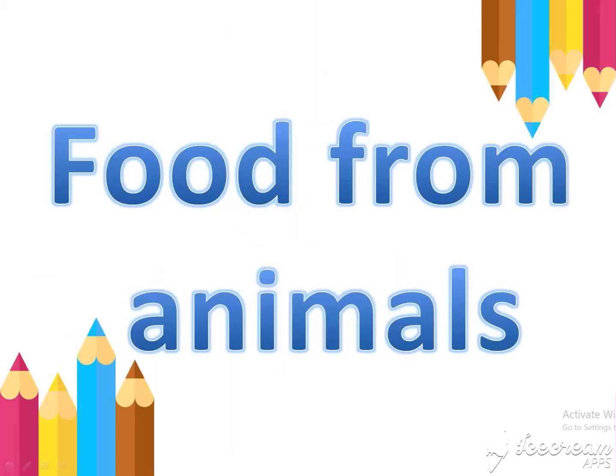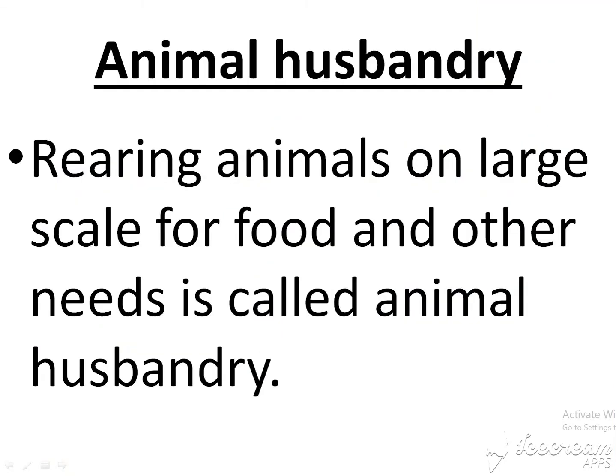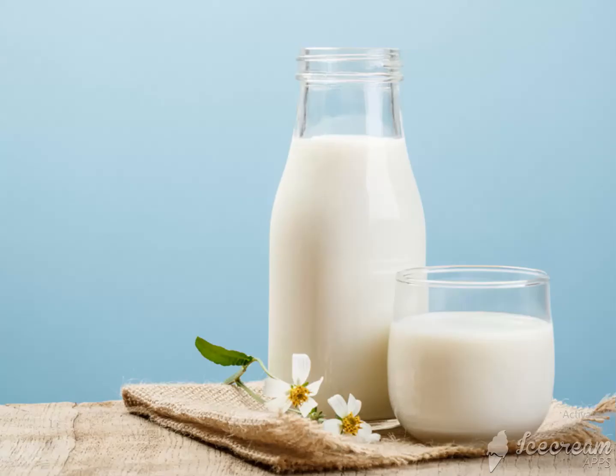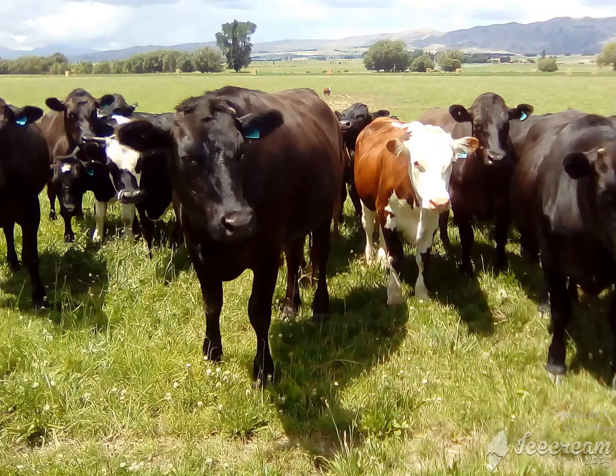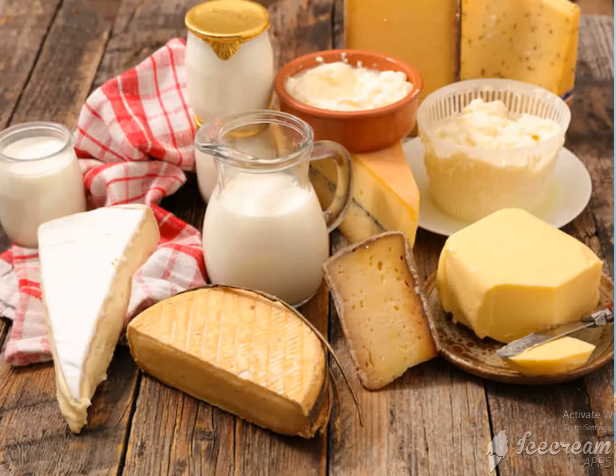Okay, like plants, animals also give us food. So the rearing of animals on a large scale for food and other needs is called animal husbandry. And milk is obtained from cows, buffaloes and goats, which is used for making butter, ghee, curd, cheese, etc.